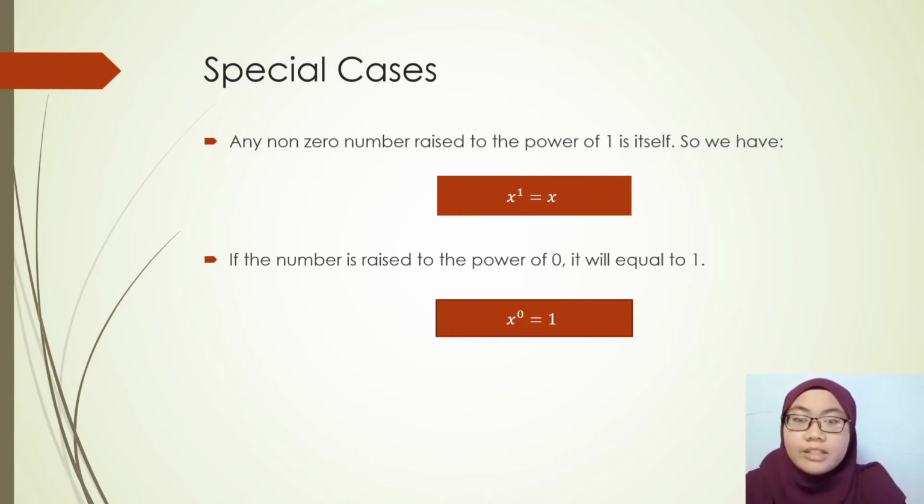Next, if any number is raised to the power of 0, it equals 1. For example, 4 to the power of 0 equals 1, or negative 489 to the power of 0 also equals 1. Therefore, we have x to the power of 0 equals 1.